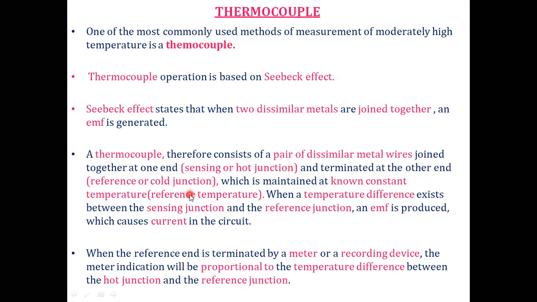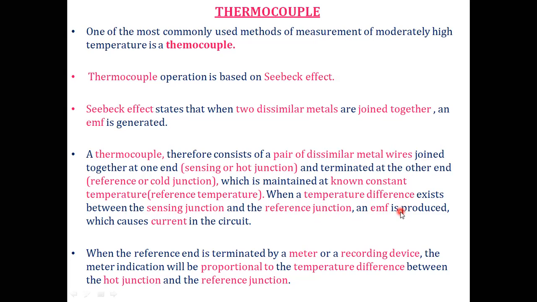We place two junctions in the thermocouple, using two dissimilar metals. One junction is the hot junction and the other is the cold junction, which is maintained at a known constant temperature as the reference. When a temperature difference exists between the sensing junction and the reference junction, an EMF is produced.